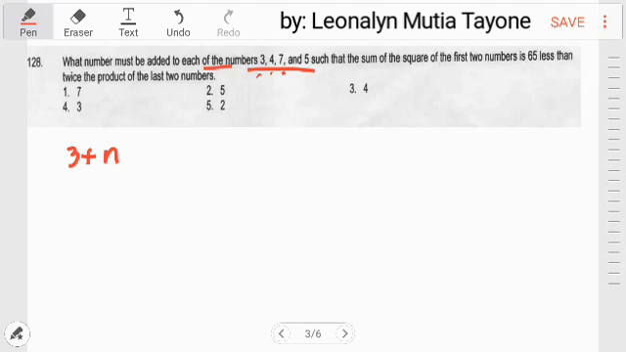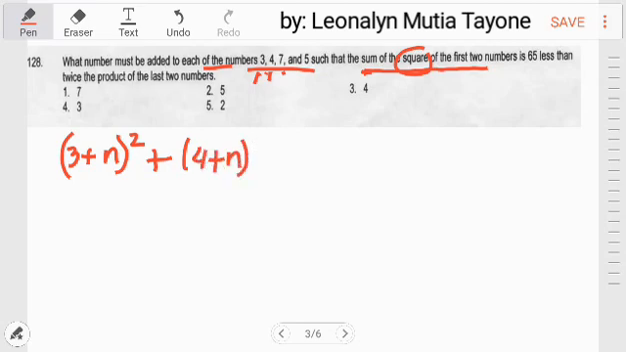Okay, dito muna tayo sa 3. That the sum of the square of the first two numbers, ang first two numbers natin ay yung si 3 at saka si 4. Square. 3 plus n square, sum, i-add natin. Then yung 4 plus n squared. The sum of the square of two numbers, si 3 at saka si 4. 3 plus n, and let n be that number na i-add natin to each of these numbers. So, 3 plus n square. Kaya in-square natin yan.